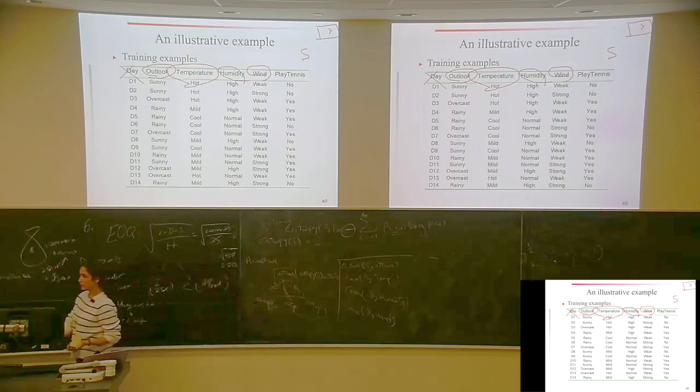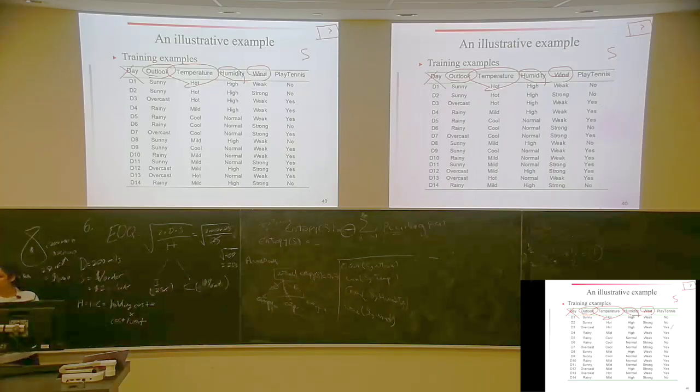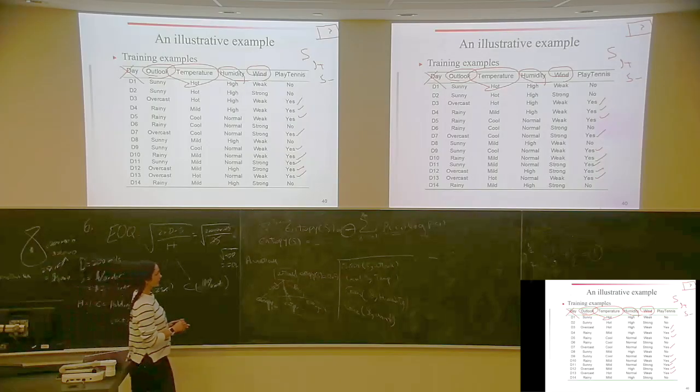Okay, let's count. We have 1, 2, 3, 4, 5, 6, 7, 8, 9. So we have 9 positive, right? And the rest are negative. So we have also 5 class no, right? So we have 9 plus and 5 no.